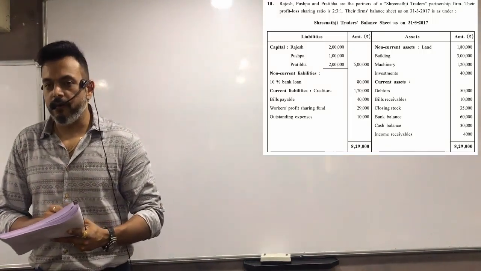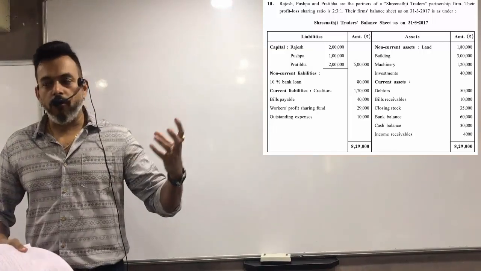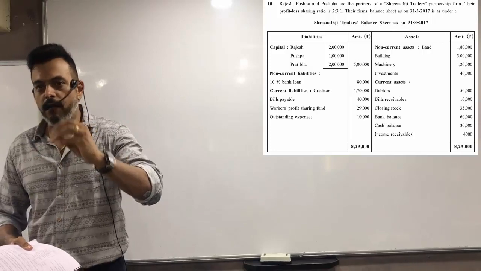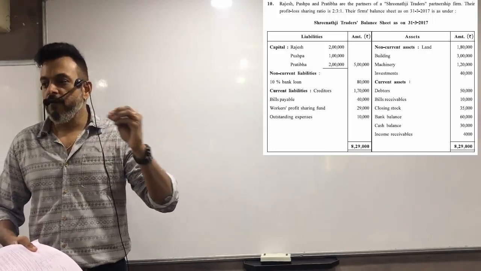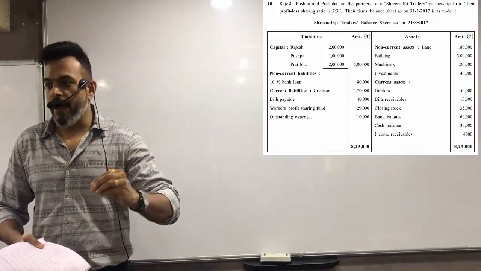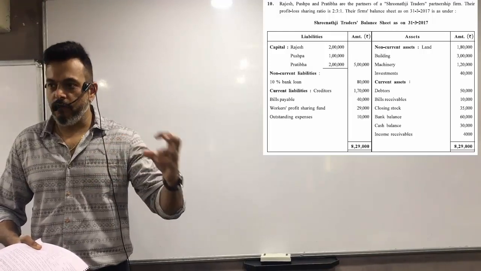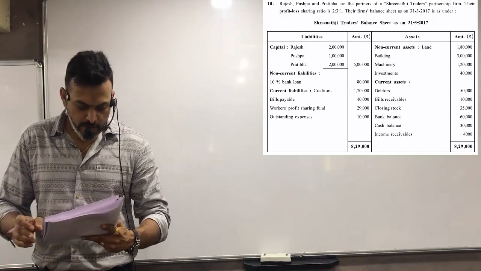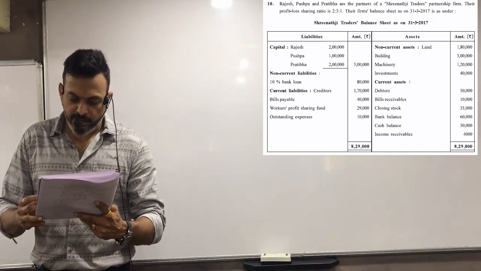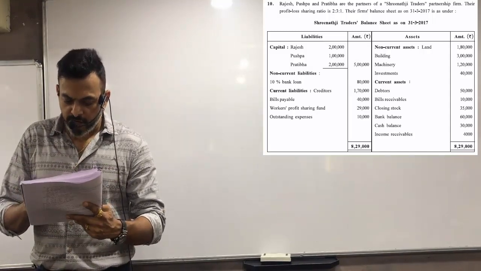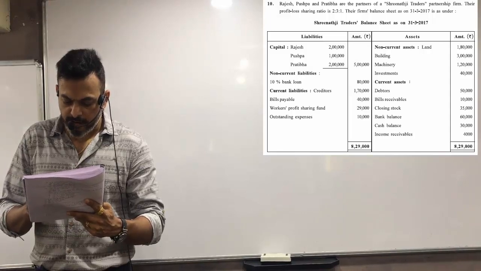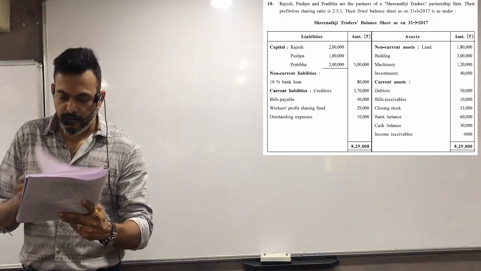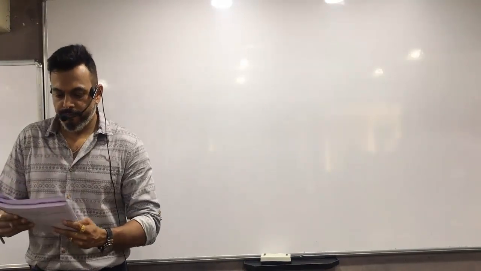Current liability: creditors, bills payable, workers' profit sharing fund. Now, what is a worker profit sharing fund? Out of the total profit of the year, I keep aside some percentage of profit which I am going to give to my workers. It belongs to the workers, hence it's a liability of the business. Outstanding expense. Land, building, machinery, investment, current asset, debtor, bill receivable, closing stock, bank balance, cash balance, and income receivable.